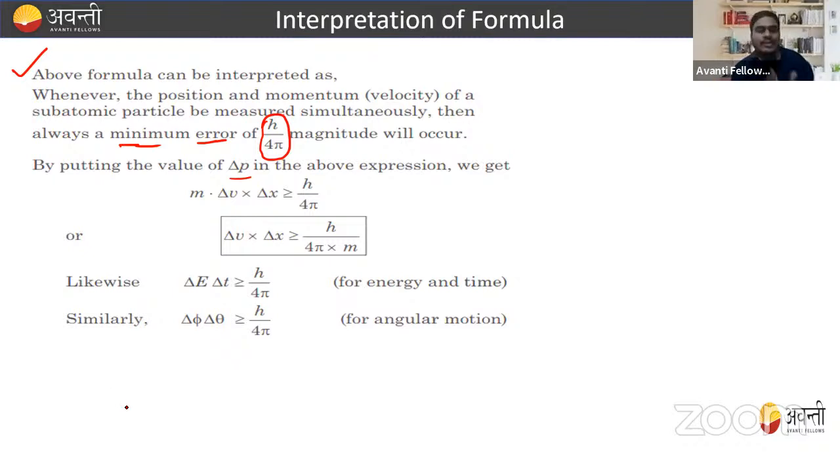So whenever you want to calculate the position and momentum of the particle at the same time, there is always an error, which may be equal to h upon 4 pi or greater than h upon 4 pi, right? So this is always happening. I hope this is clear to you. There is no problem in this, right? Good. So this is all about the interpretation of this formula.